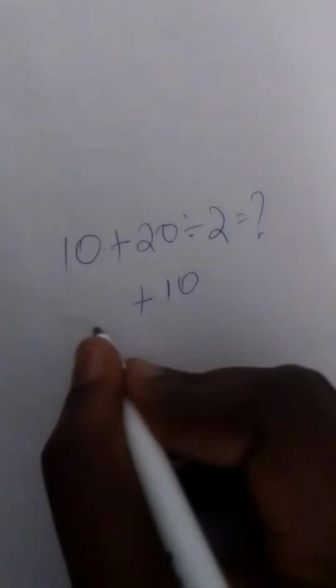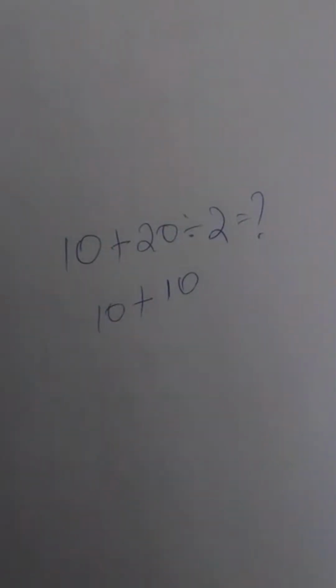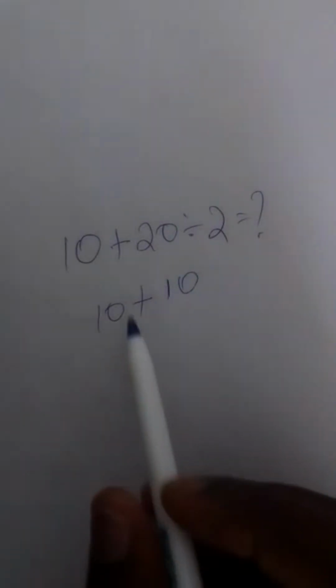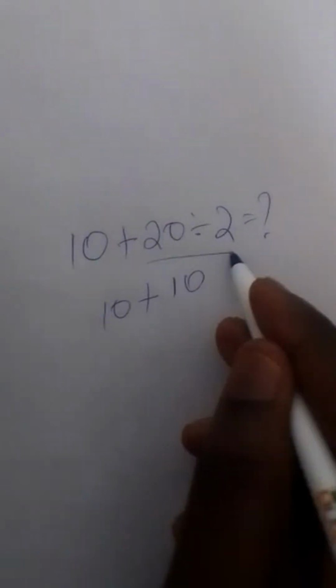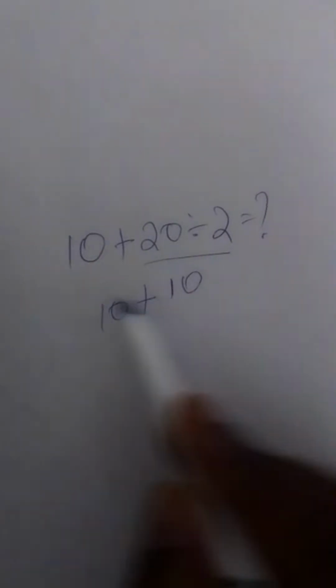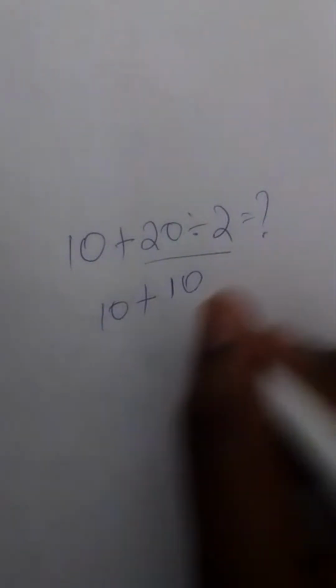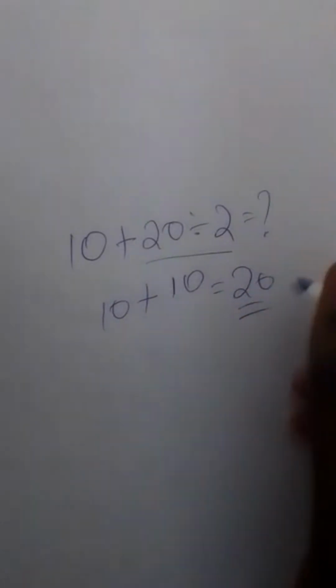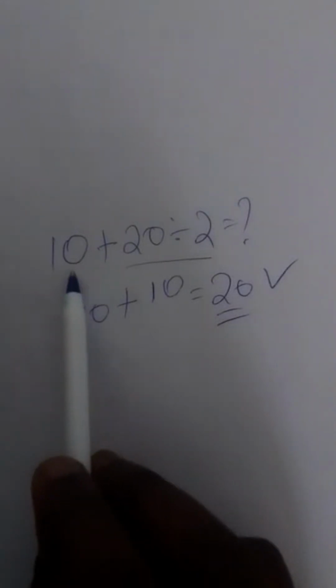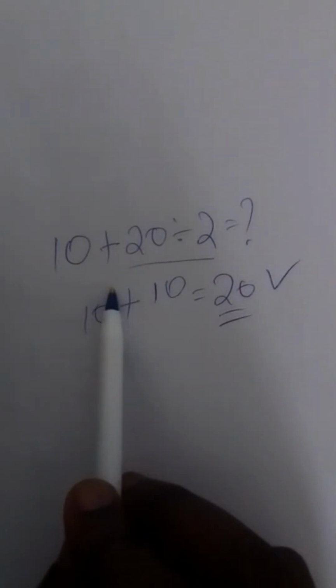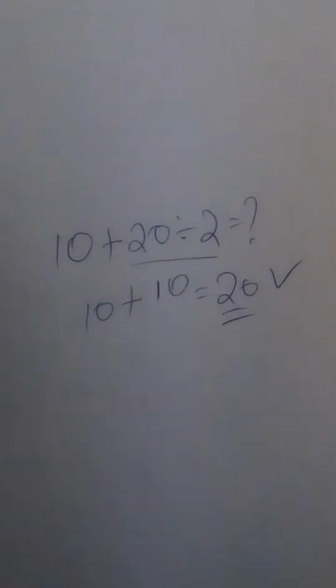So 20 divided by 2 is 10. Here we're going to have this 10 down here. So already we've worked out 20 divided by 2, which is 10. Now plus 10 here, so our final answer shall be 20. It would be a mistake for us to work out 10 plus 20, then get 30, then 30 divided by 2, which gives 15, which is not the correct answer.